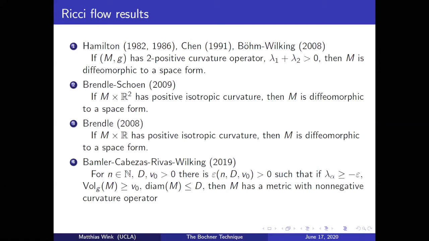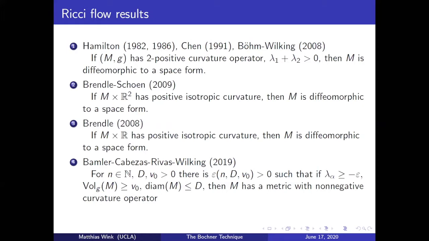We fix a dimension, we fix an upper diameter bound, and we fix a lower volume bound. Then we can find an epsilon, so that if our curvature operator is bounded from below by minus epsilon, then we can find a metric of non-negative curvature operator on our manifold, and we get the rigidity theorems that we've seen before. Okay, and it's noteworthy that within Ricci flow techniques, as of now, we can't get rid of the lower volume bound. Whereas in comparison, Gallot's result did not assume a lower volume bound, it only needed an upper diameter bound and the curvature condition.